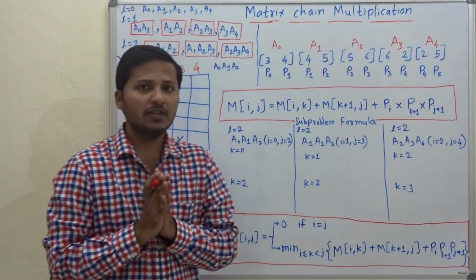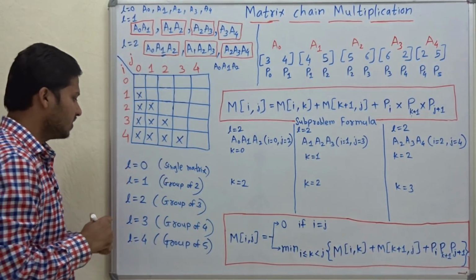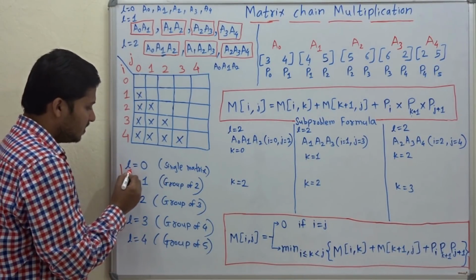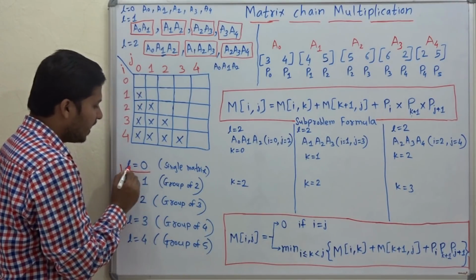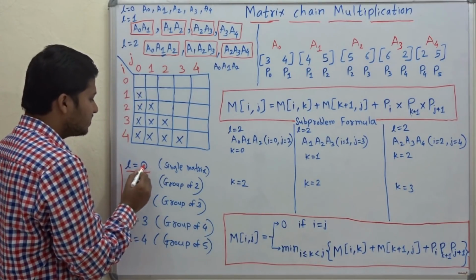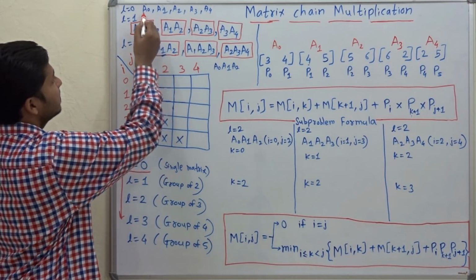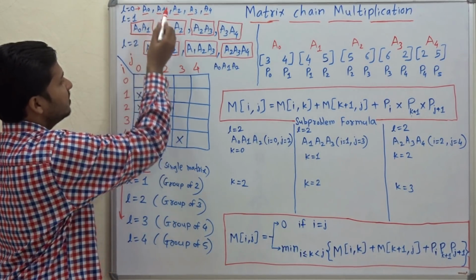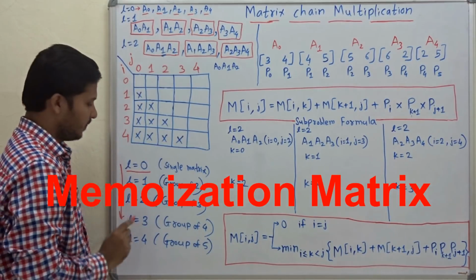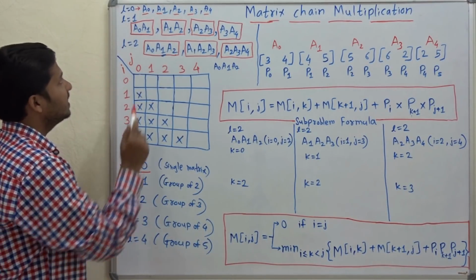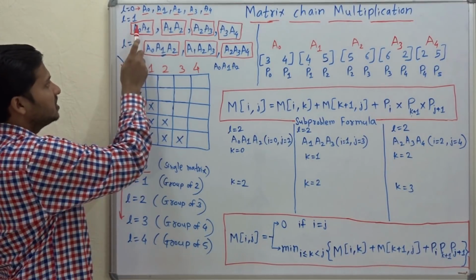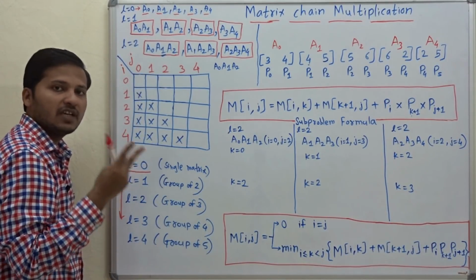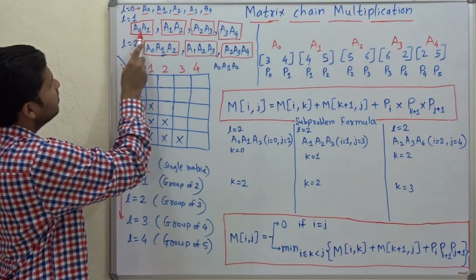So for dynamic programming, we always start from smaller subproblems and then we go towards the bigger subproblems. So here, first we have to solve for L equal to 0. Means there are 0 multiplications. That means there is only an individual matrix. This is the base condition for our memoization matrix. Then L equal to 1. That means there is one multiplication, which in other words means a group of two matrices. If there are two matrices, then there will be one multiplication.